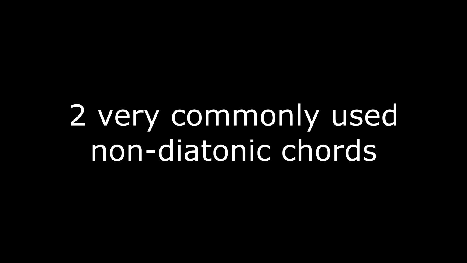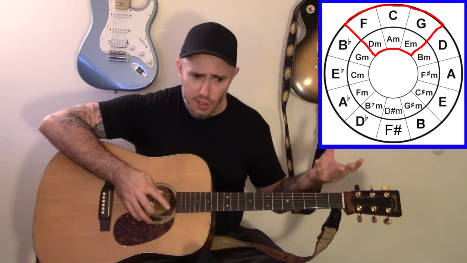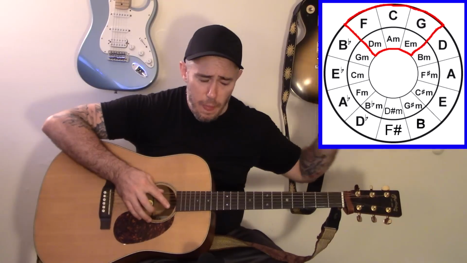Same thing if you go in the other direction. If you want to borrow from the parallel key of A major, the major chords would be the chords that are most likely to be used. All right, so that's just a little explanation about how you can go about borrowing chords from parallel keys.